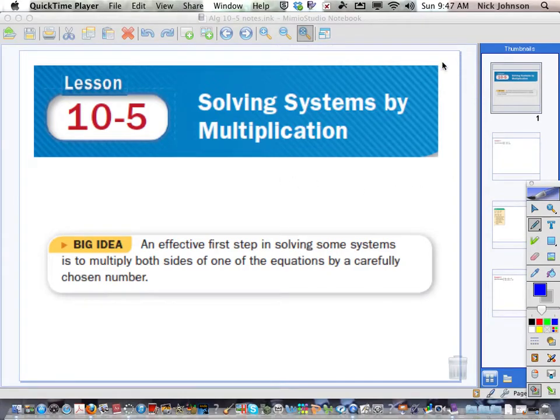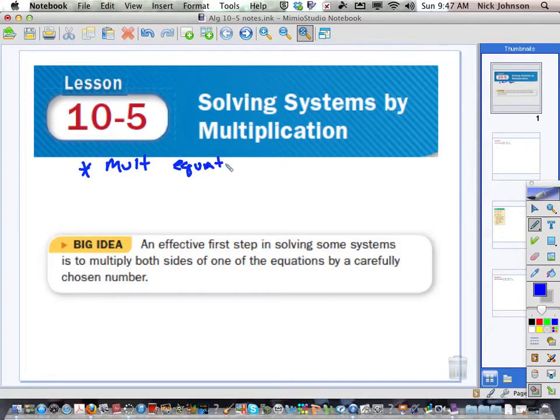All right, so today what we're going to talk about is 10-5, solving systems by multiplication. And this is an addition to your elimination stuff. What happens in elimination is we can multiply the equations by some number, so our variables will fall out.